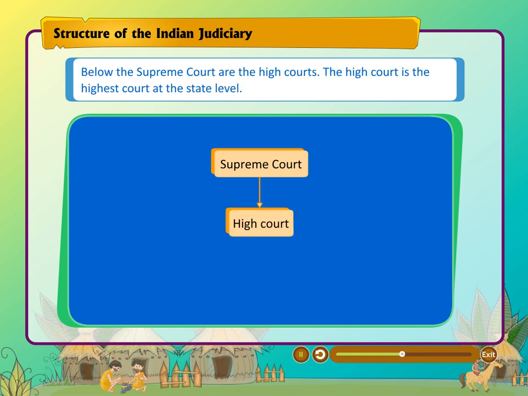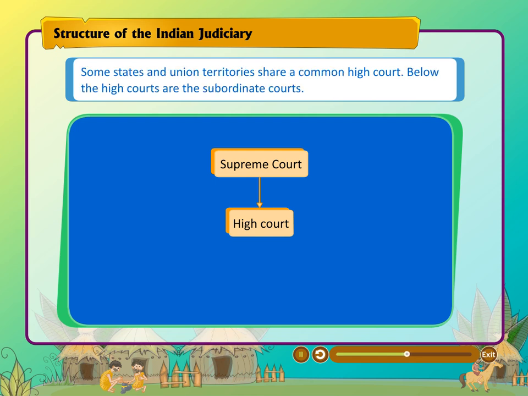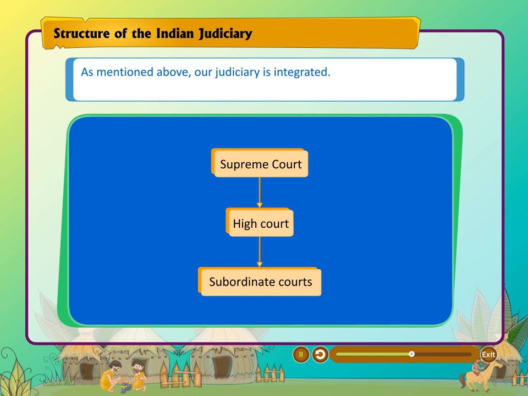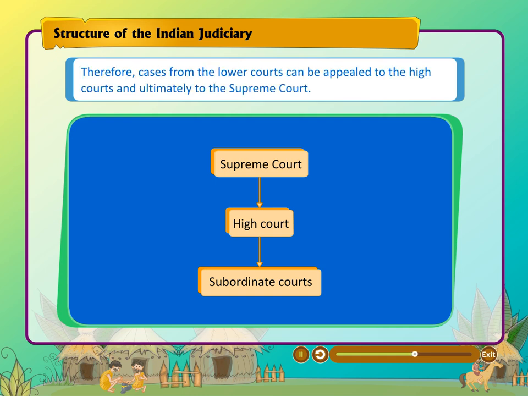Below the Supreme Court are the High Courts. The High Court is the highest court at the state level. Some states and union territories share a common High Court. Below the High Courts are the subordinate courts. As mentioned above, our judiciary is integrated. Therefore, cases from the lower courts can be appealed to the High Courts and ultimately to the Supreme Court.